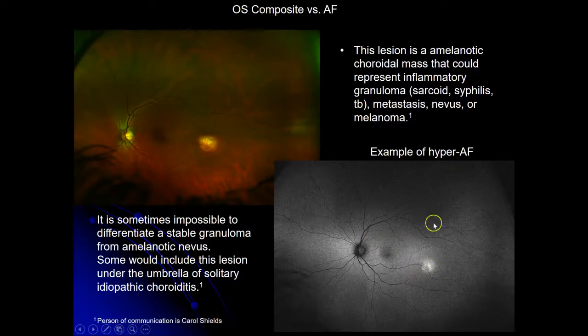It's an example of hyper-autofluorescence. And we get concerned about these lesions. It's hyper, which means it could be a lot of things. It's active, if you will. It could be a melanoma, even though it looks white. It could be an amelanotic malignant melanoma.